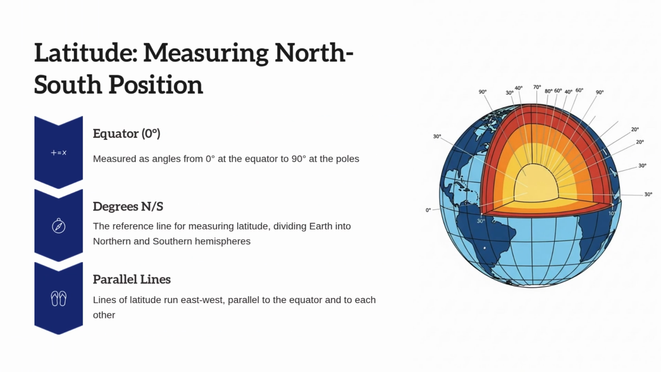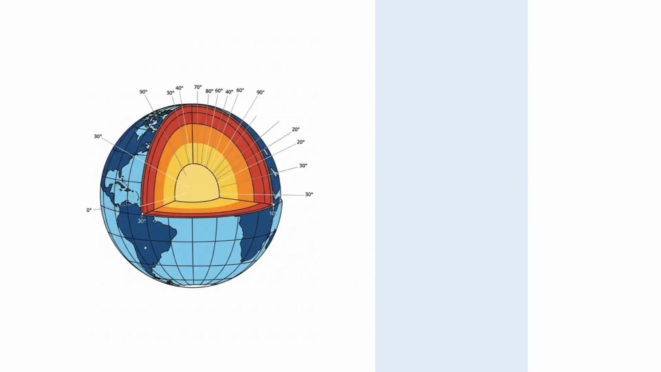Latitude, measuring north-south position. Equator, 0 degrees. Measured as angles from 0 degrees at the equator to 90 degrees at the poles, degrees north and south. The equator is the reference line for measuring latitude, dividing Earth into northern and southern hemispheres. Parallel lines. Lines of latitude run east-west, parallel to the equator and to each other.